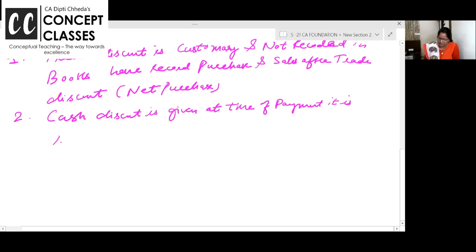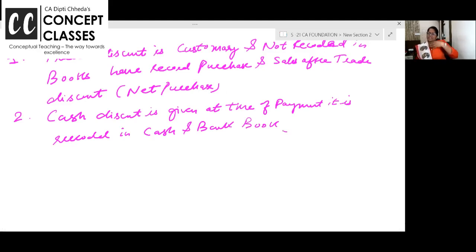It is recorded in cash and bank book. Aega, chapter number 5. Cash discount is given at the time of payment. Like I purchased the goods from you for 10,000. So if I pay you within 2 days, you may give me some 10 discount. You're saying, Dipti ma'am, pay in 2 days and take cash discount. If you pay in 1 week, you have to pay full. If you pay after 1 month, I have to pay you interest. ऐसे सब रहता है. So cash discount, this part will be more clear in unit 5. ठीक है? Write down.